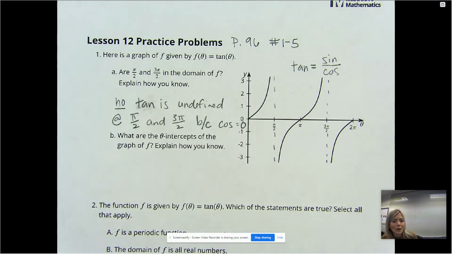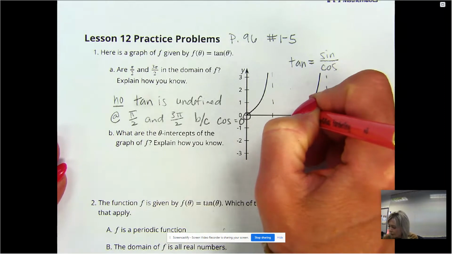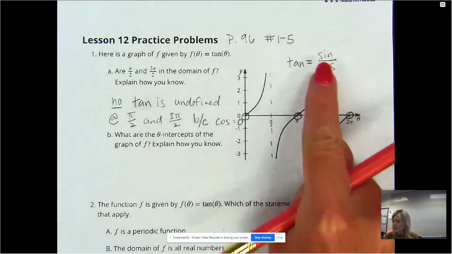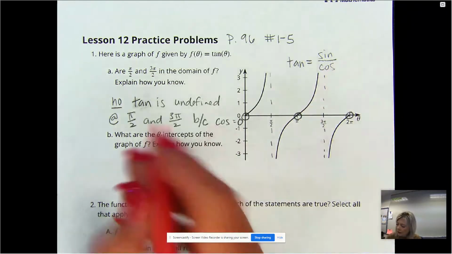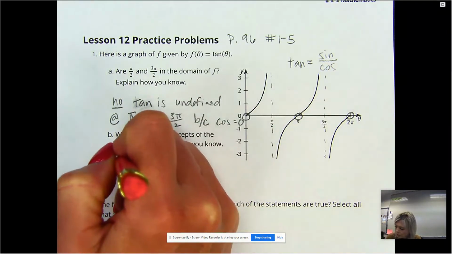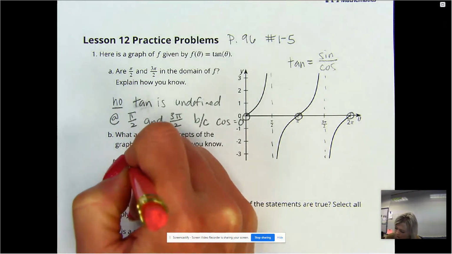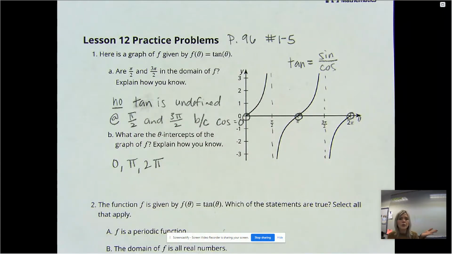Okay, B, what are the theta intercepts? Same thing as x-intercepts of the graph. Explain how you know. So anytime that sine is equal to 0, the function is crossing that axis, because when sine is equal to 0 and then you divide by cosine, you get an answer of 0. So they are in this picture, in the part of the graph that we can see, 0, pi and 2 pi. And if you think about the unit circle, those are the places where sine is equal to 0.